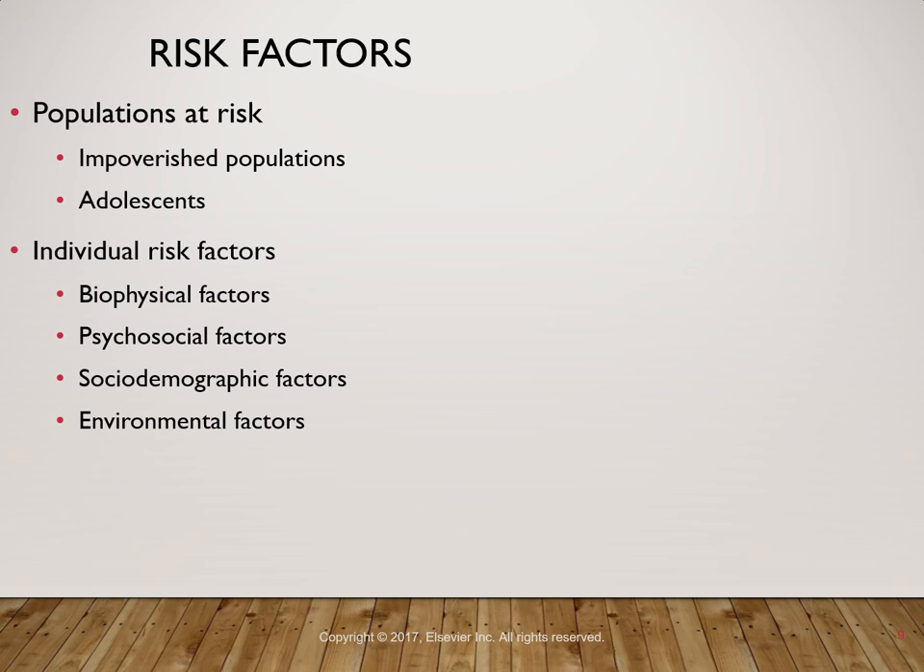So when we are talking about reproduction, we need to discuss the risk factors associated with human reproduction. In most cases, this is a process that is physiological, natural, and occurs without any incident in the majority of cases. However, we can look into it a little bit deeper, and we find what is called population at risk.